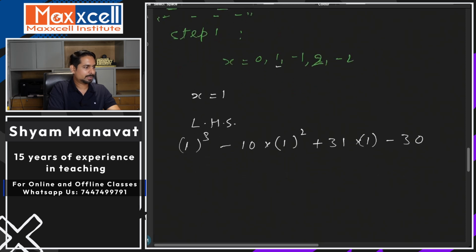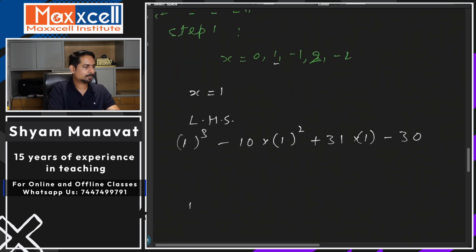Think about it, what do you get here? 1 minus 10 plus 31 minus 30. This is minus 40, and this is plus 32. That's not going to get you equal to 0, right? Let's try the next number.